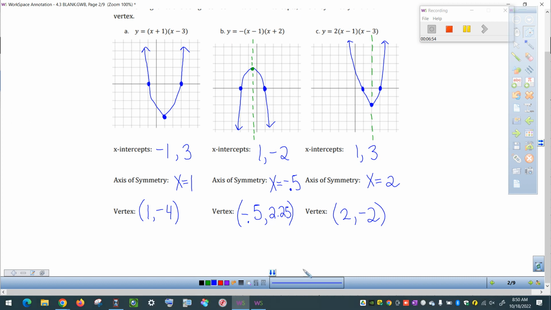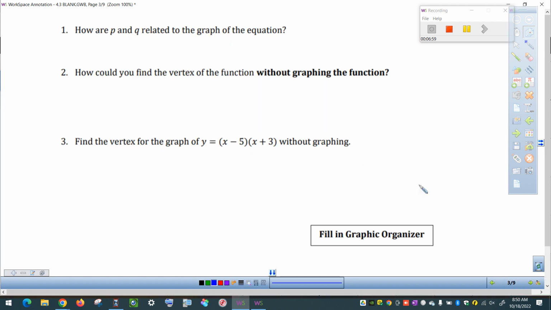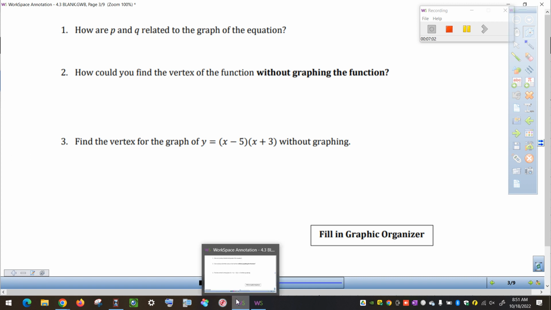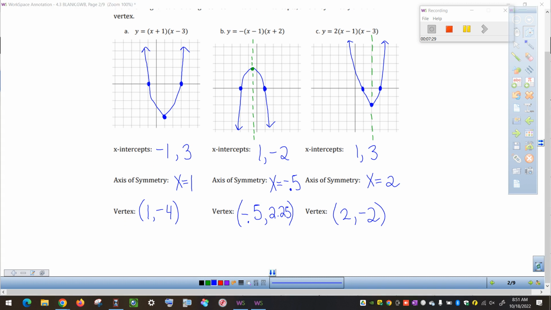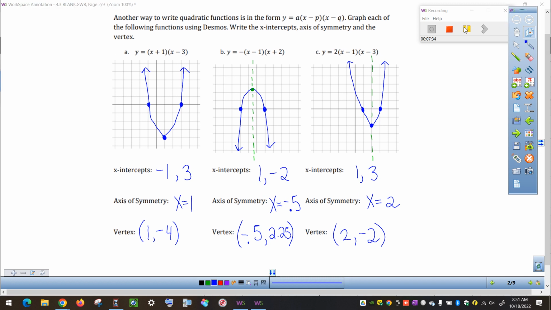All right, so we're going to go a little bit further with this. So once we have this filled in, I want you to go ahead and answer questions 1, 2, and 3. So applying what you have seen and observed so far, we're going to address, well, how are P and Q related to the graph? How could we find the vertex without graphing the function? And then finally, we're going to try that in question 3 down here to see if you can find the vertex for this parabola without graphing. So let's take a few more minutes here to work through the questions all the way through the bottom of the page. You can also work and talk together with your group.